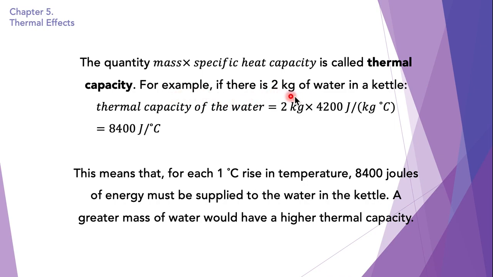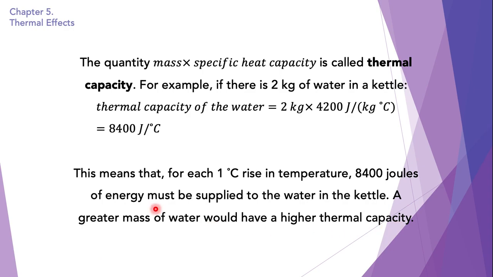For example, if there is 2 kg of water in a kettle, then the thermal capacity of the water would be 2 multiplied by 4200, which is 8400 joules per degree centigrade. This is the thermal capacity of the water. So this means that for each 1 degree rise in temperature, 8400 joules of energy must be supplied to the water in the kettle. A greater mass of water would have a higher thermal capacity.